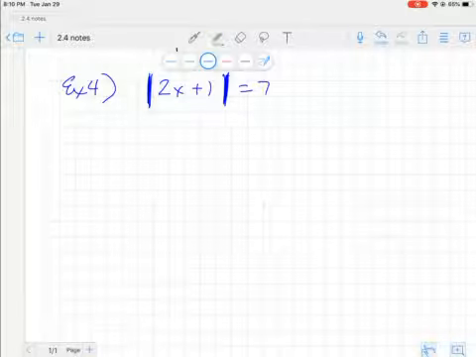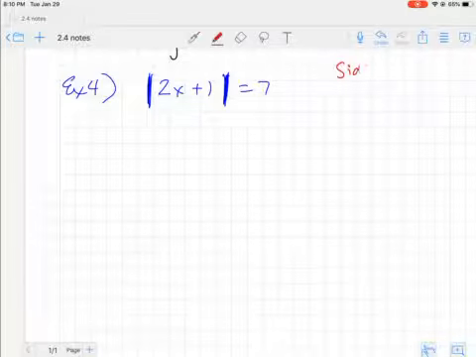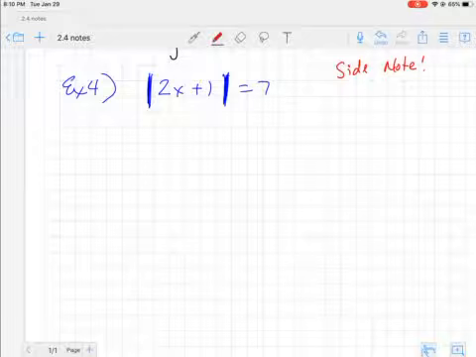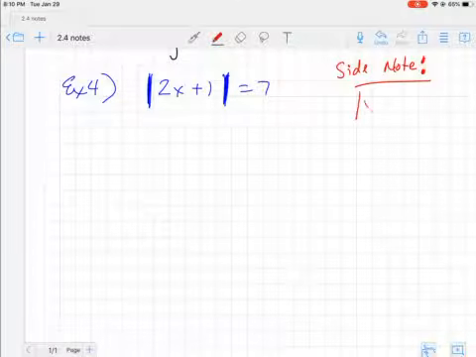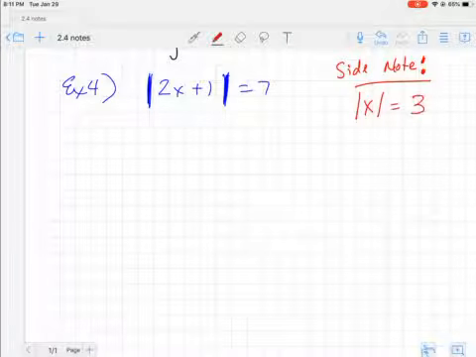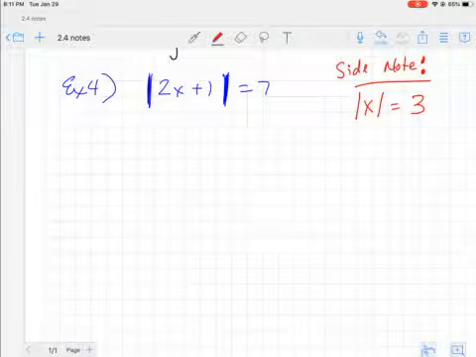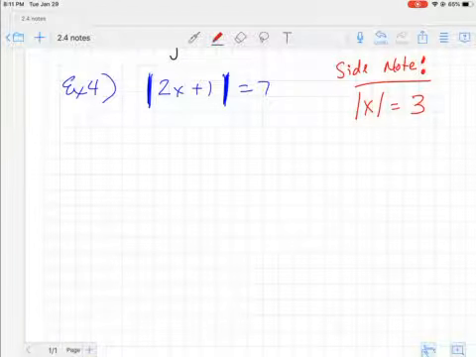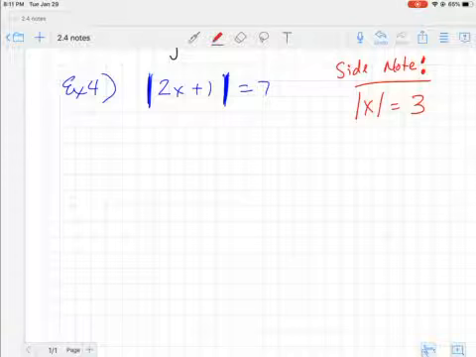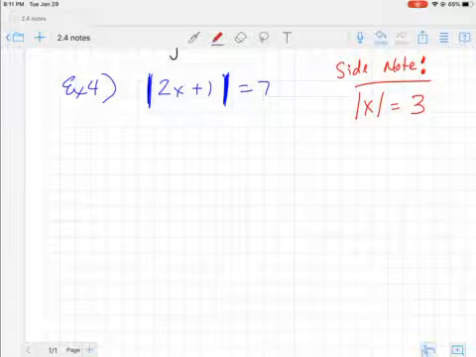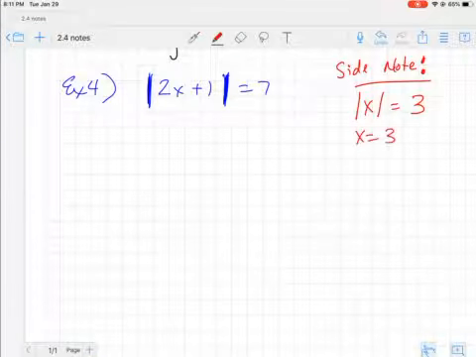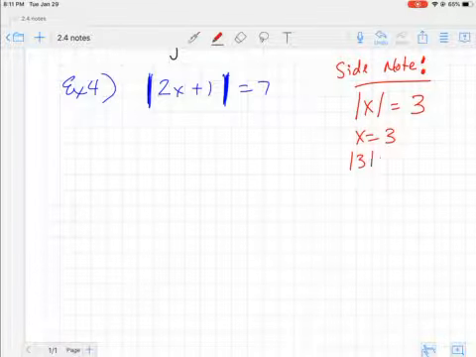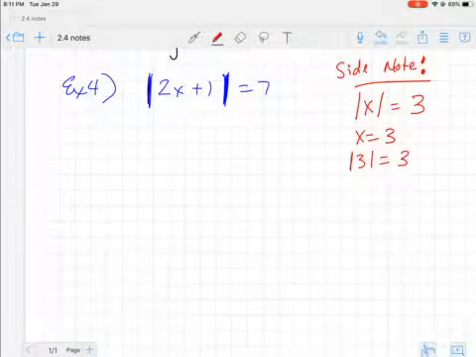Now, side note, let's refresh a little bit on what absolute value is. So if I have the absolute value of x equals 3, what could x be? Because remember, if it's a variable, I'm just trying to figure out what is the value of that variable. So if I'm looking at the absolute value of x equals 3, what could x be? X could be 3 here, because the absolute value of 3 is 3. What else could x be?